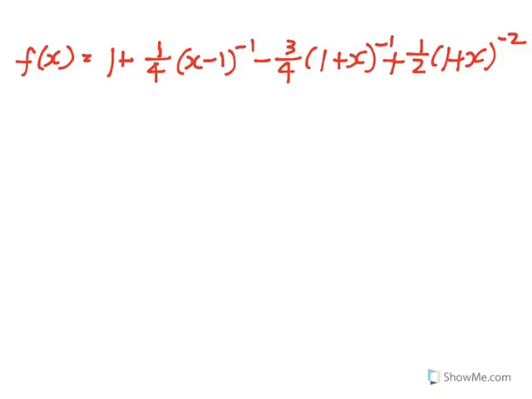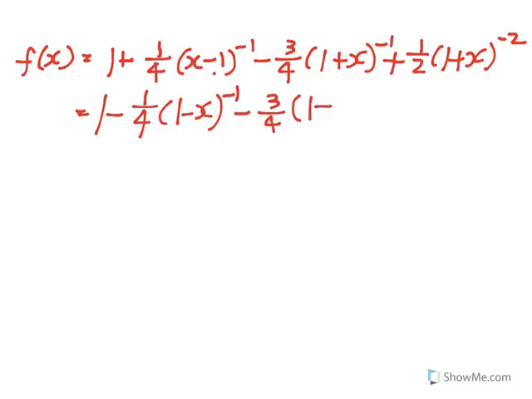Then what I'm going to do next is, because I want a constant at the front, I'm going to rewrite this as 1 minus 1 over 4 (1 minus x) to the power -1 minus 3 over 4. The rest I'm just rewriting. Can you see why I put it in this form? Because we are going to do a power series in order to do the approximation.